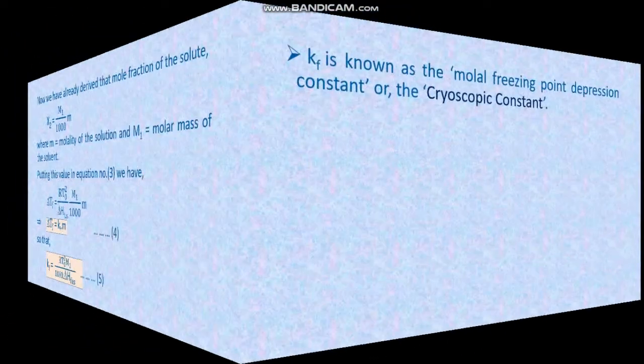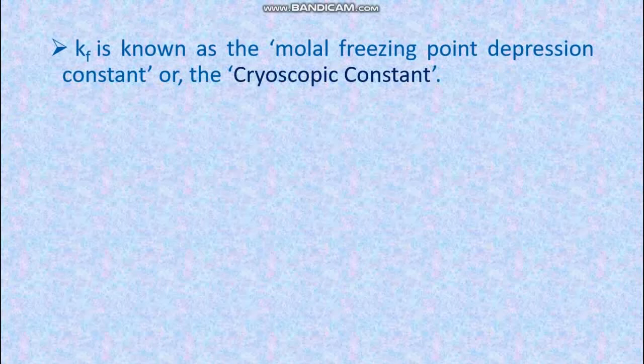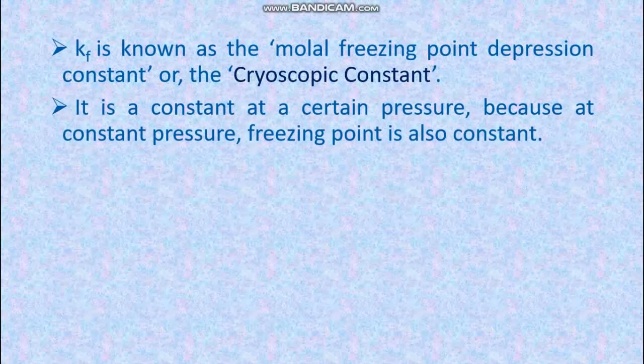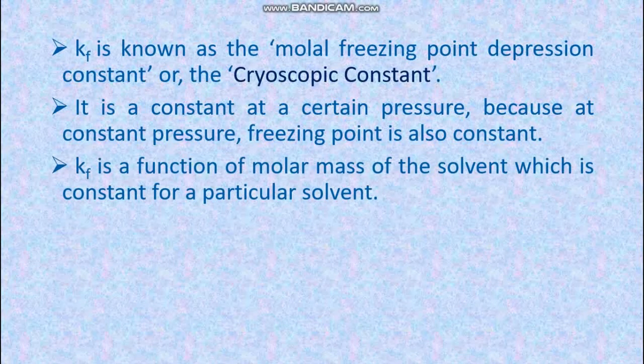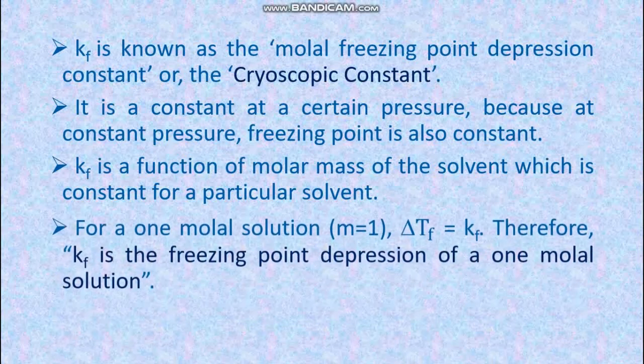Okay, and a few points on Kf. Kf is also known as the molal freezing point depression constant or the cryoscopic constant. It is a constant at a certain pressure, because at constant pressure the freezing point is also constant, like the previous statements. And Kf is a function of the molar mass of the solvent, which is constant for a particular solvent. And here is the physical significance. If you put 1 in place of small m in equation number 4, then you get delta TF equals Kf into 1 equals Kf. Therefore, what is Kf now? Kf is the freezing point depression of a 1 molal solution.